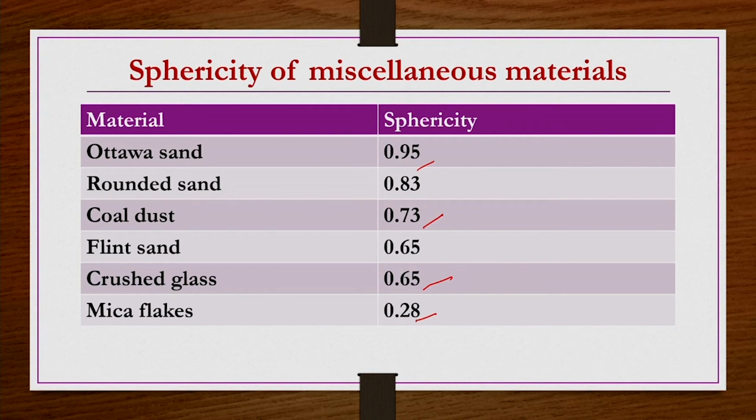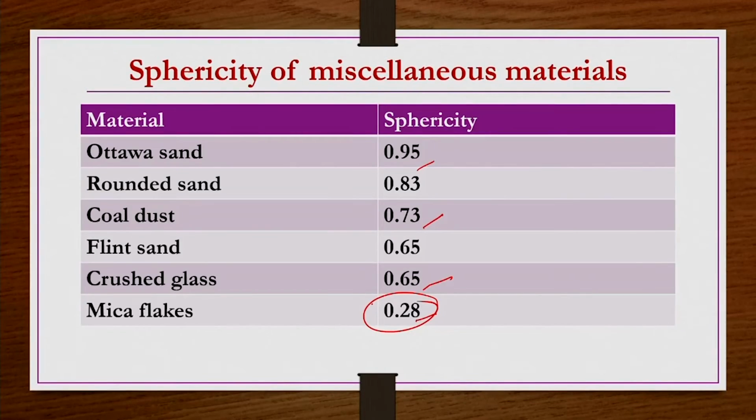Mica flakes are in general mica material which, when you crush it into smaller sizes, you get almost plate-like material. Since the shape of the plate-like material is not very spherical, not at all close to the spherical shape, that is the reason the sphericity for mica flakes is very small.